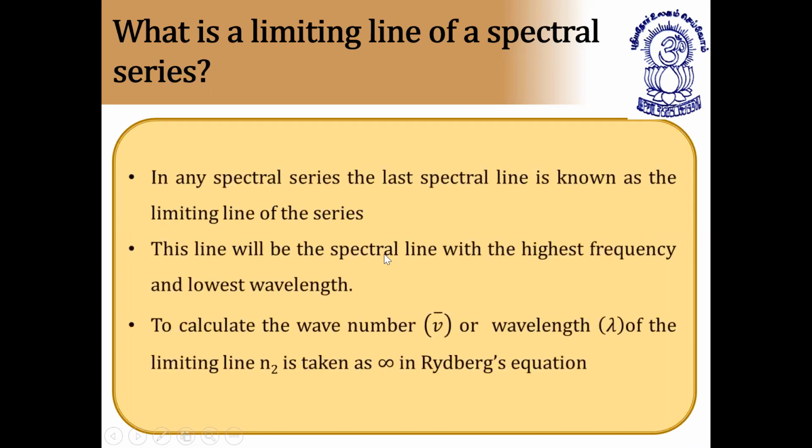What is the limiting line of spectral lines? In any spectral series, the last spectral line is known as the limiting line. This line will be the spectral line with the highest frequency and lowest wavelength. That is an important point. Yesterday I already discussed it in the last slide.